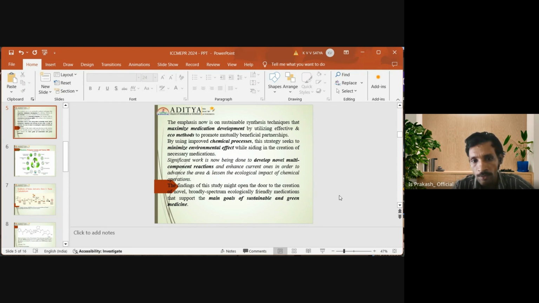The development of novel multi-component reactions and the enhancement of current ones aim at lesser ecological impact in chemical operations. So the main goal is sustainable and green medical fields.